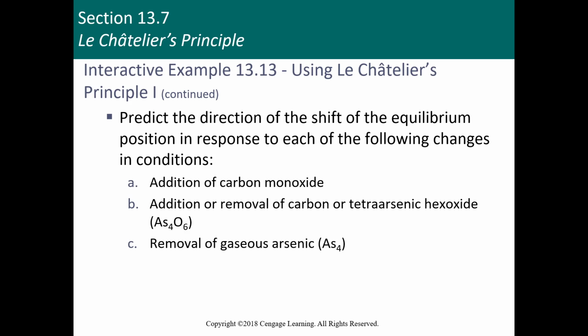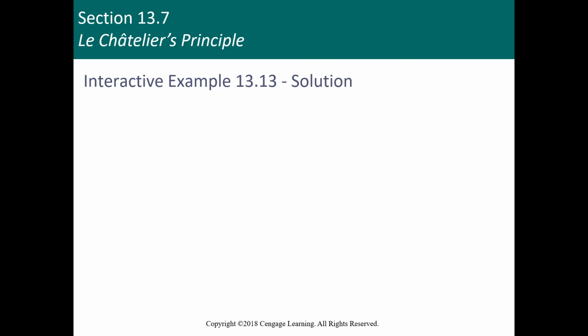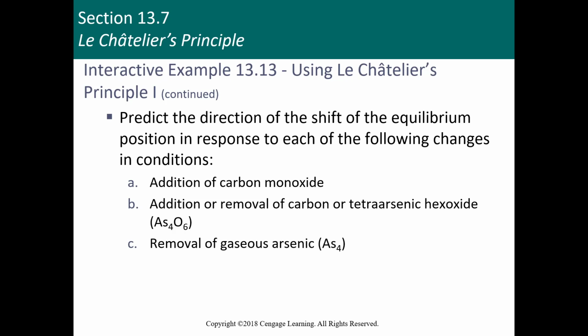So let's say we ended up getting an additional of carbon monoxide into this. What is going to happen? Let's say we had an addition or removal of carbon or tetraarsenic hexoxide. Well, we weren't shoveling in carbon. We weren't shoveling in the arsenic hexoxide. Excuse me. What's going to happen? C. Removal of the gaseous arsenic. So we had a removal of our gaseous arsenic. We have a piping system that removes that. What's going to happen to this?